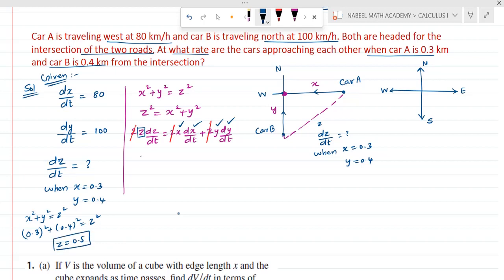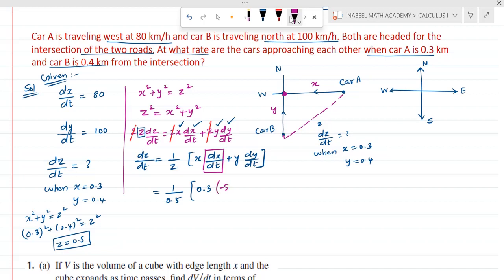Now here I write dz over dt. So it will be 1 over z times x dx over dt plus y dy over dt. Now I just substitute the values. So z you have 0.5, x value is 0.3. And what about dx over dt? Since the car is going towards the intersection, the distance will be reduced. Therefore it will be minus. I write here minus 80, because the speed is reducing the distance.